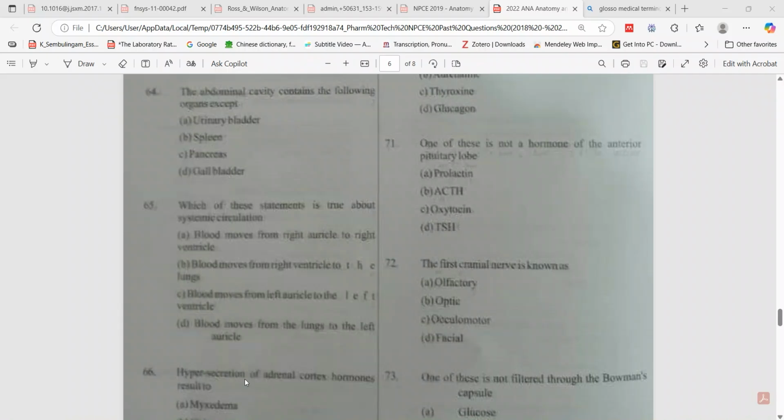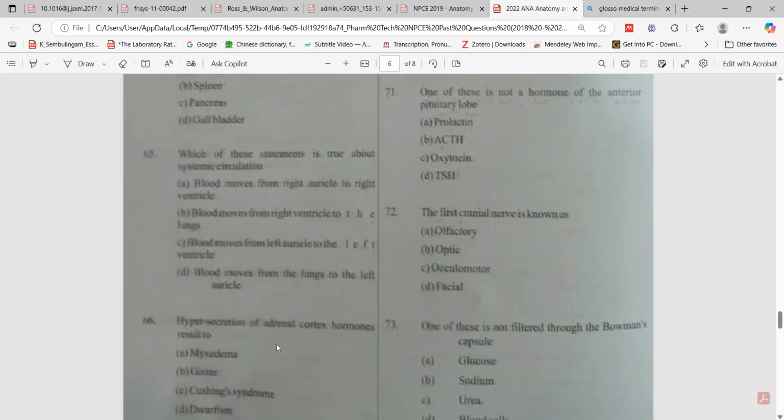So what happens in the systemic circulation? You know that systemic circulation has to do with the left part of the heart. So the answer should be blood moves from the left auricle to the left ventricle. What's another name for auricle? Atrium. So the blood moves from the left atrium to the left ventricle. From the left ventricle, where does the blood go? Into the aorta. Very good. Excellent.